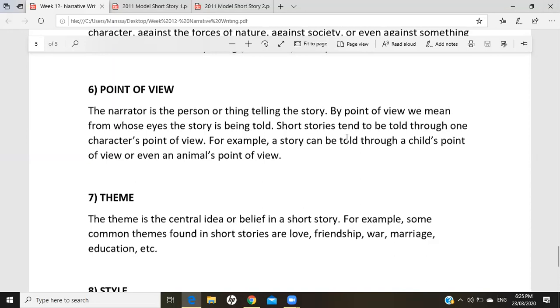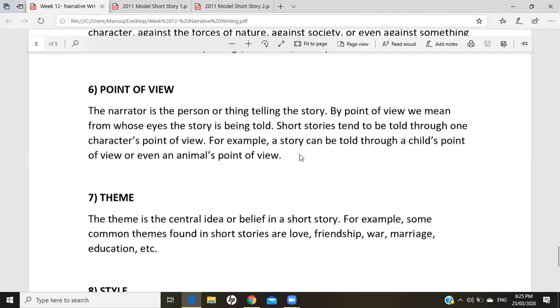So short stories tend to be told through one character's point of view. In a novel, you have time to experiment with different characters telling the story. But for a short story, because of the word limit, it's best for you to let your story be told from one character's point of view. So pick one character and let that one character tell the story.